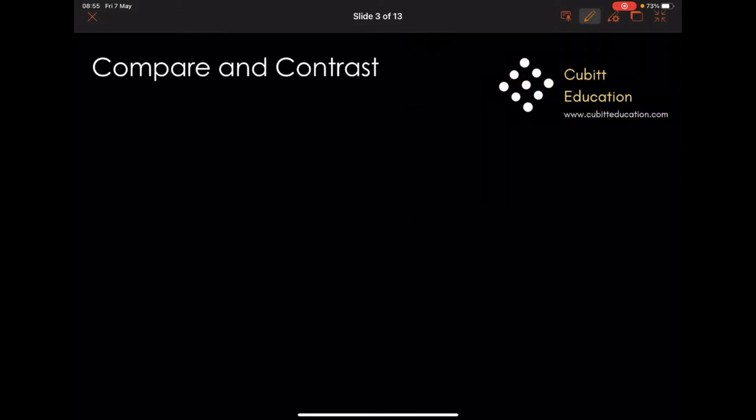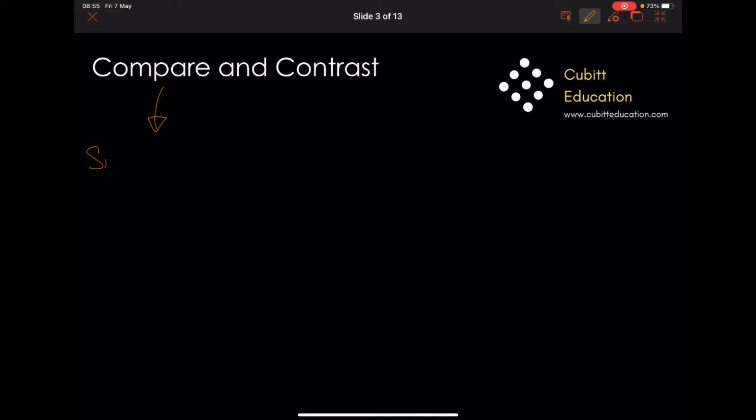Okay, so what does compare and contrast actually mean? Well, comparing something means that something is similar. We're going to say how something is similar or the same. We could also say how something is different. So, for example, if you were comparing two different cars, you could say they are both the same colour, but you might also say that one has a higher engine than the other. So you are stating similarities and differences.